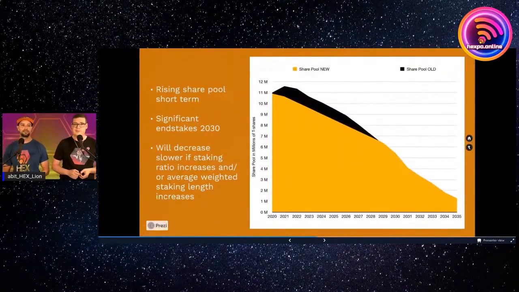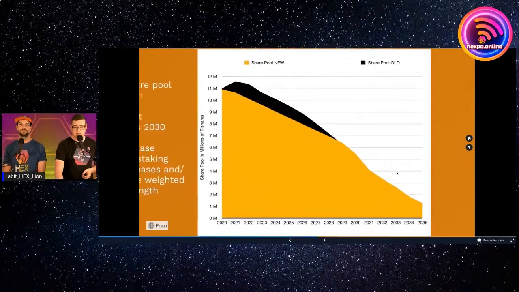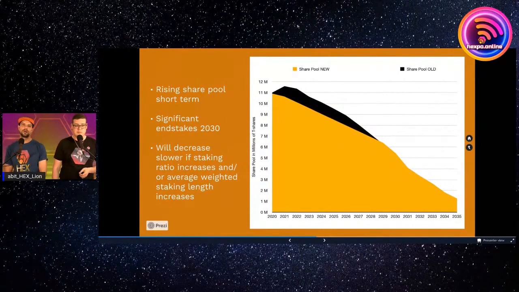So let's have a look at the first thing here, the share pool. Like we said, we had a rising share pool short term, then we had a top, and from there on the T-share pool only went down. Another significant thing is that everybody knows in the first year of HEX, the T-share price was really low. A lot of stakes have been done. And in 2030, we have a lot of stakes coming out. This is why we assume that in 2030, the T-share pool will go down even faster if those stakes will not be restaked. Overall, you can say the T-share pool will decrease slower if the staking ratio is increasing and/or if the average staking length is increasing.